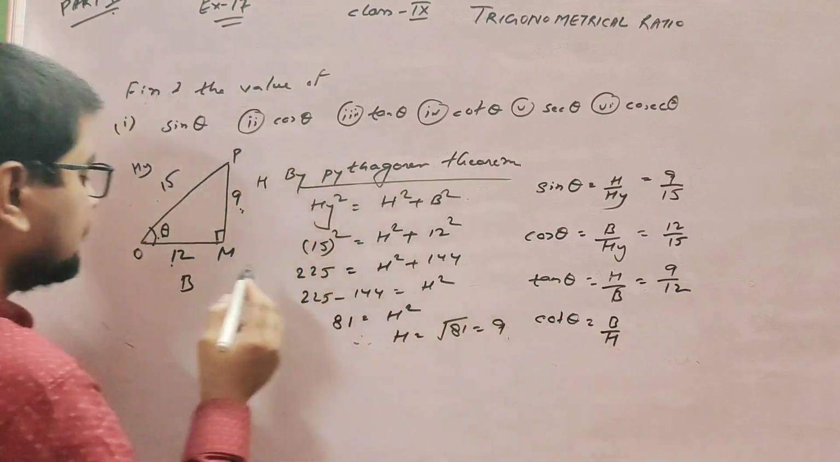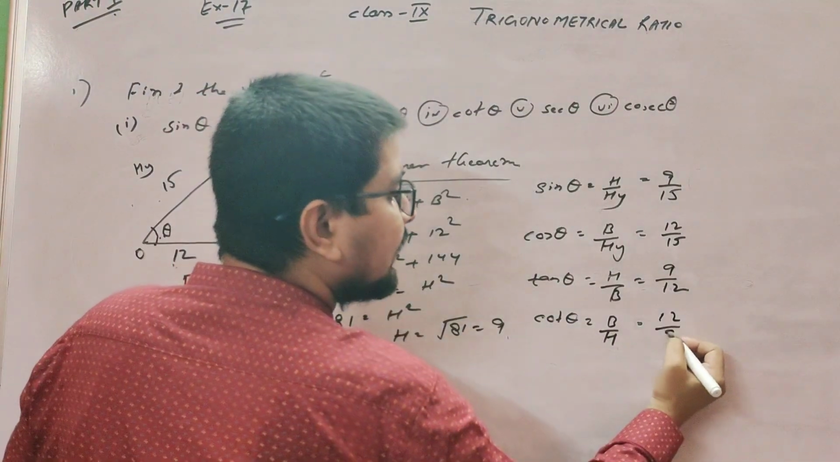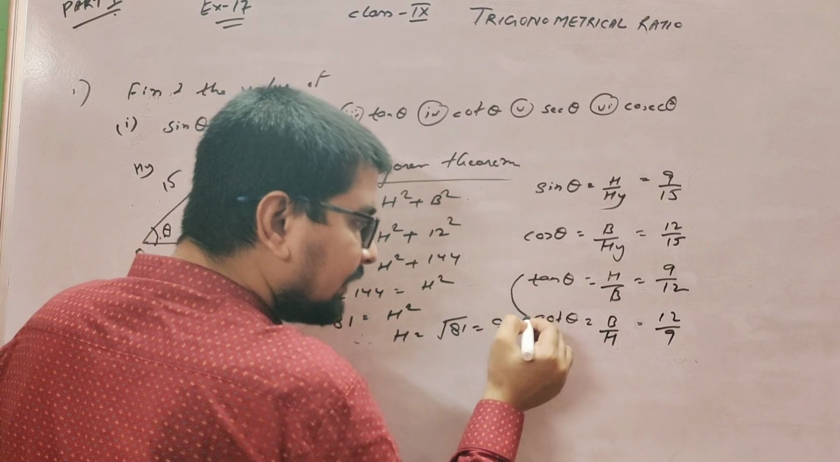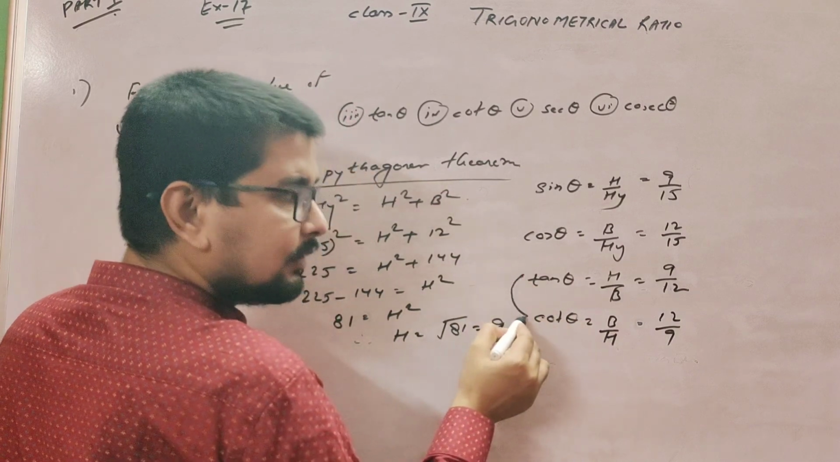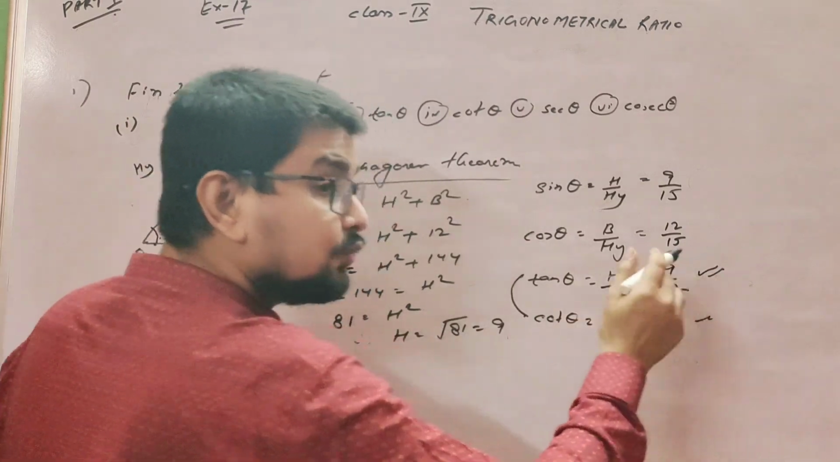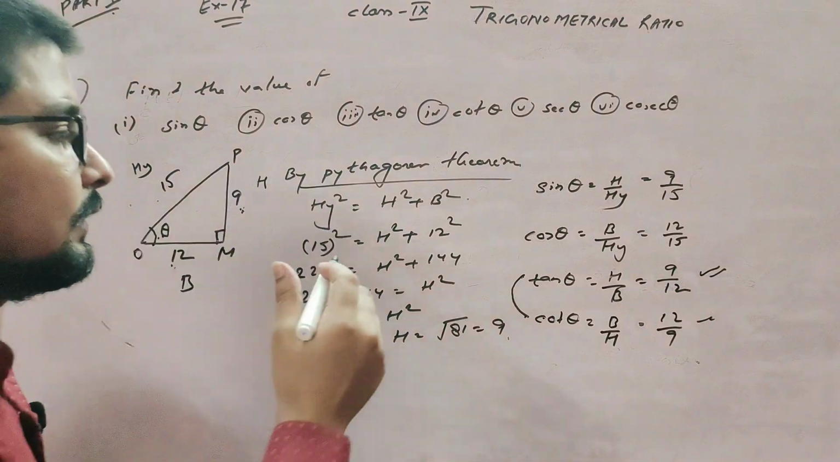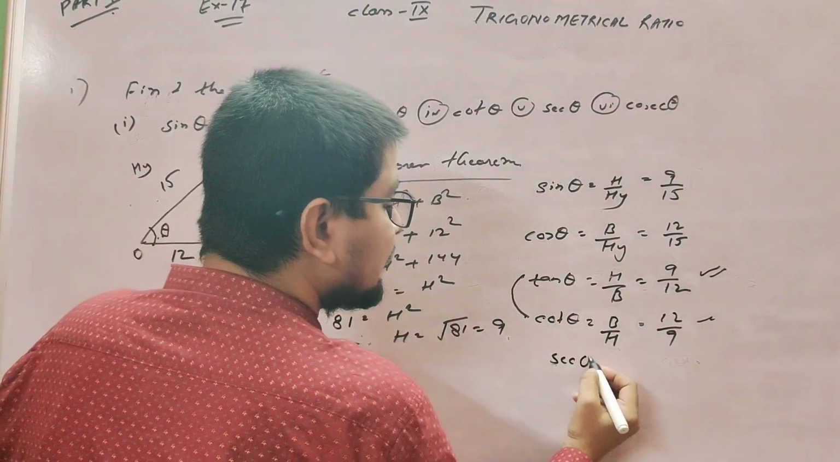So base is 12 and height is 9. So the answer is 12 by 9, and we know very well the reciprocal relation between tan theta and cot theta. You see, the tan theta answer is 9 by 12 and the cot theta answer is 12 by 9 because there is a reciprocal relation between tan theta and cot theta. Okay, so now the turn for sec theta.